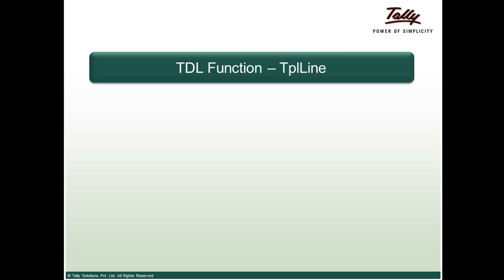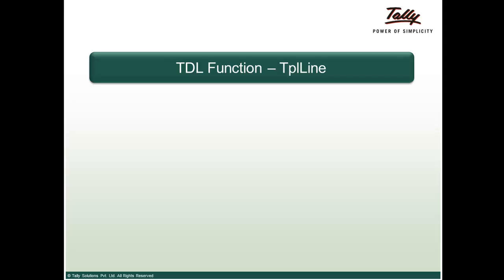Next one is the function $$TPLLine. The function $$TPLLine provides the line number or object index number in the current collection on which the paragraph or rows of the document are being repeated. And this function is analogous to the function $$Line.